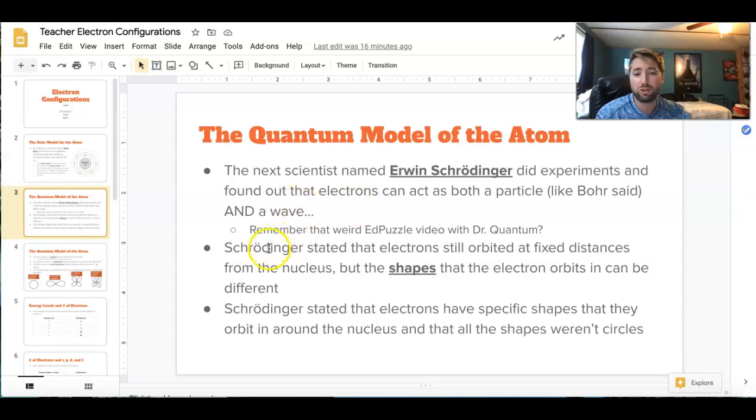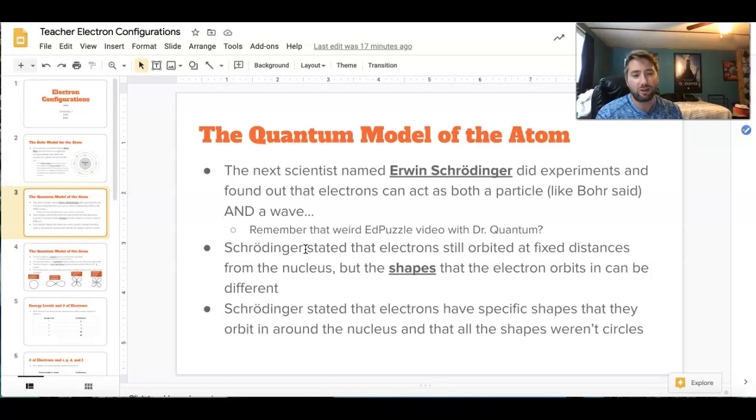So this Schrödinger guy stated that the electrons still orbit at fixed distances away from the nucleus. Let's say that my fist here is the nucleus. The first electron is going to orbit right here, and then the next energy level would be out here, and then the third energy level would be all the way out here. So again, there are these fixed distances away from the nucleus. But he says that these electrons are not orbiting in perfect circles like the first guy, Niels Bohr, believed.